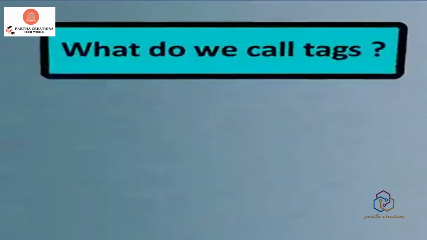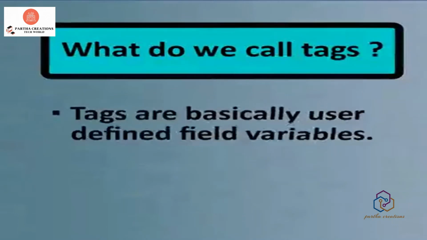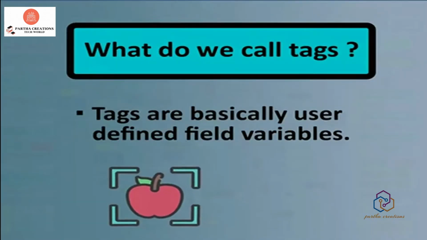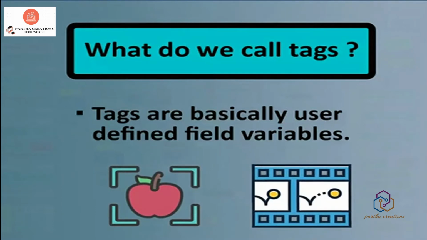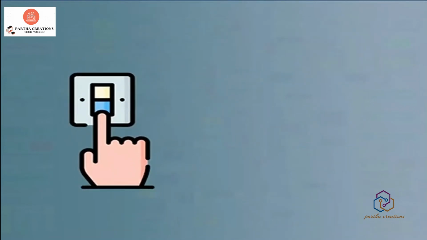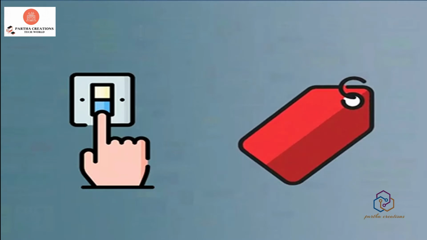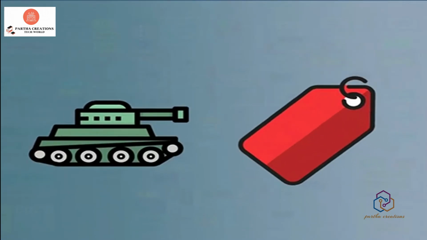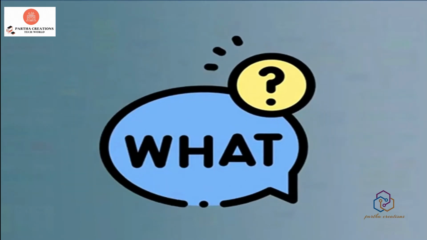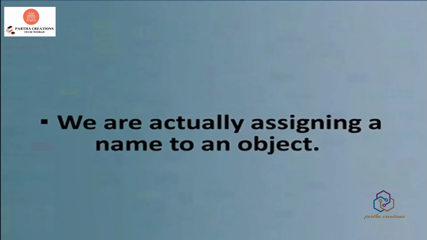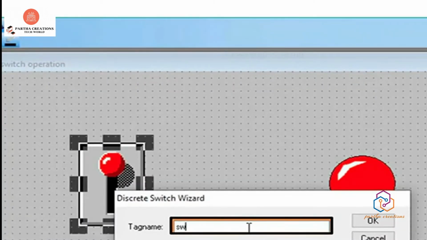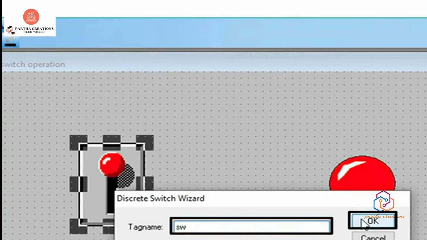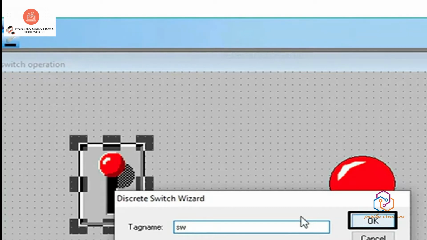Alright. So what do we call tags? Tags are basically user defined, meaning that whatever object you plan to use for animations like switches, you will have to assign a tag to it. If you insert a switch, then you will have to give a tag to it. If you take a tank, then you need to give a tag to it as well. So what are we doing here? We are actually assigning a name to an object. For example, if you give S for switch, it means that you have assigned S as a switch name. So whatever condition you assign to S will be the condition of the switch, or the condition of the switch will be the condition of S.